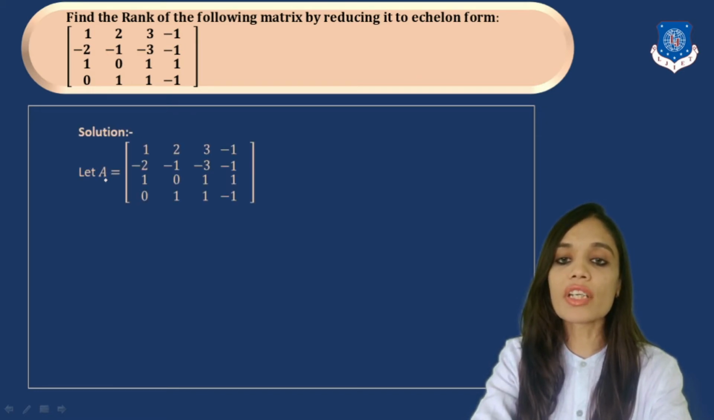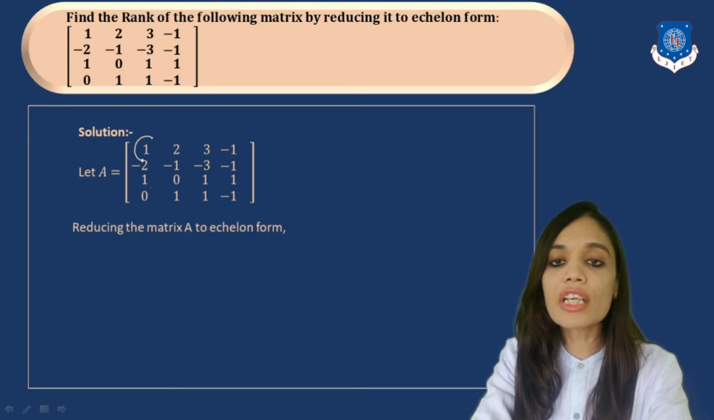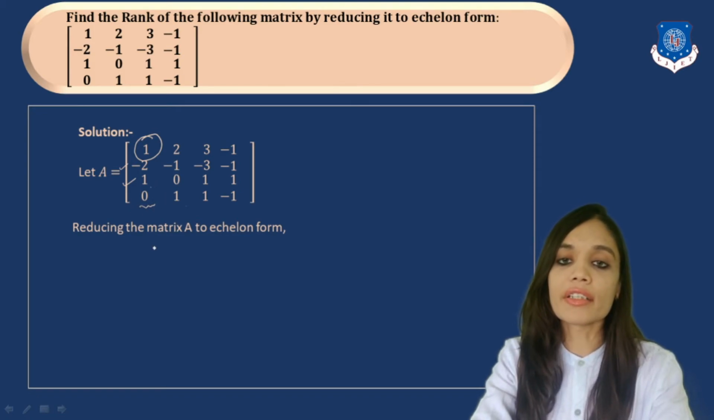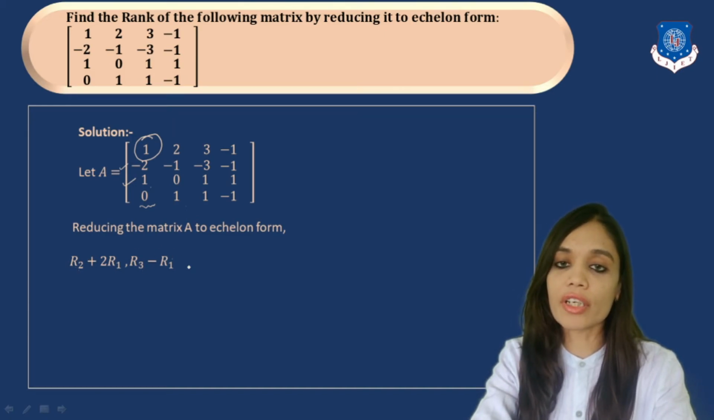So here you are given A as 1, 2, 3, minus 1. Minus 2, minus 1, minus 3, minus 1. 1, 0, 1, 1. And the last row is 0, 1, 1, minus 1. Now again we have to form the row echelon form, right? So here you have the leading one. So you have to form zeros at these two positions because you have 0 here already, right? So which row operations will we use? R2 plus 2R1 and R3 minus R1, right?